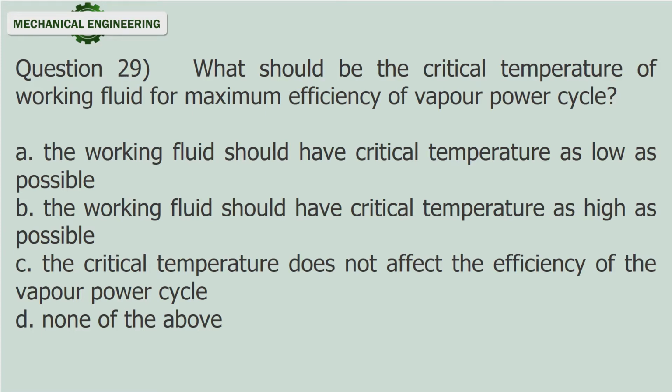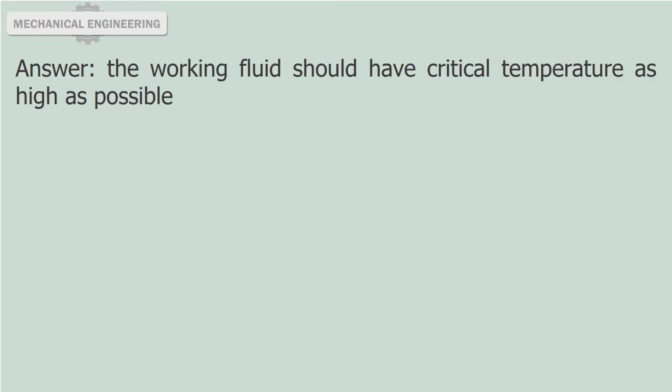Question 29. What should be the critical temperature of working fluid for maximum efficiency of vapor power cycle? A. The working fluid should have critical temperature as low as possible. B. The working fluid should have critical temperature as high as possible. C. The critical temperature does not affect the efficiency of the vapor power cycle. D. None of the above. Answer: the working fluid should have critical temperature as high as possible.